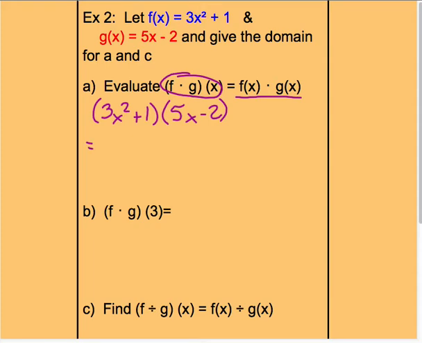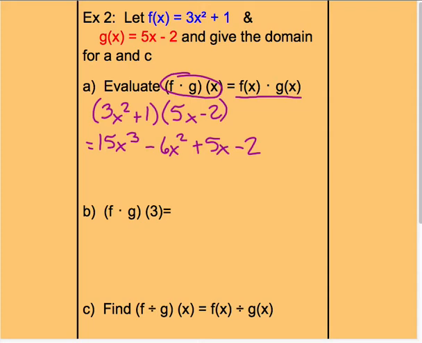Using our distributive property, or because they're both binomials, we can FOIL. 3x squared times 5x is 15x cubed. 3x squared times negative 2 is negative 6x squared. 1 times 5x is 5x. And 1 times negative 2 is negative 2. Now in this case, we don't have any like terms, so this is our function.